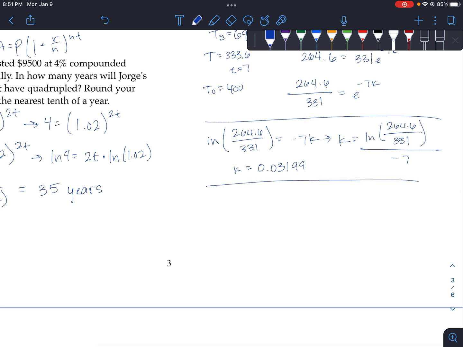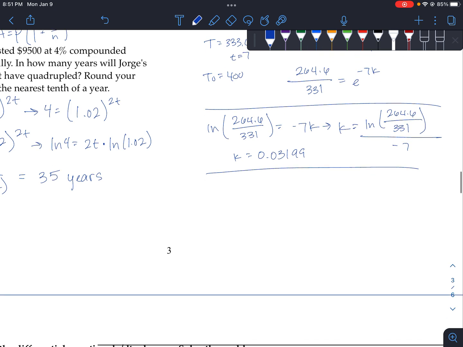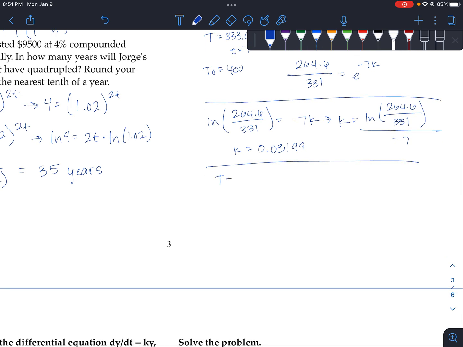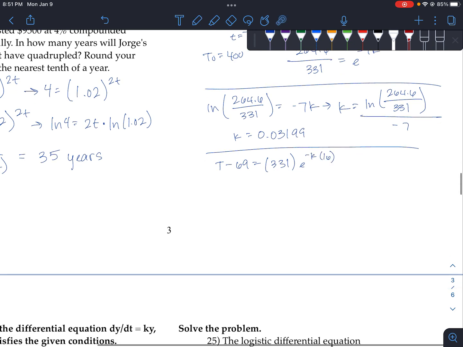Okay, so now that you know the constant, going back to the formula, we're trying to find the temperature after 16 minutes. So that's going to be T minus 69 is equal to, this is still going to be 331, then we're going to have e to the negative k times 16. Remember that this is the constant k. So temperature will be equal to 331 e to the negative 16k plus 69. So you can punch that into a calculator to get your temperature.